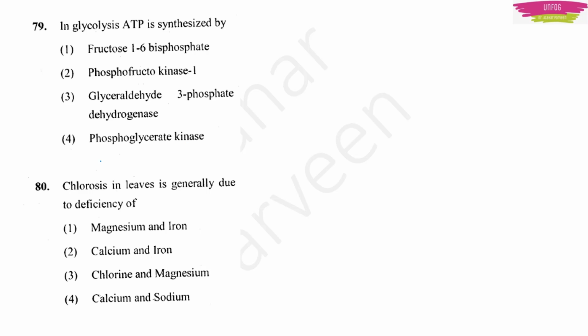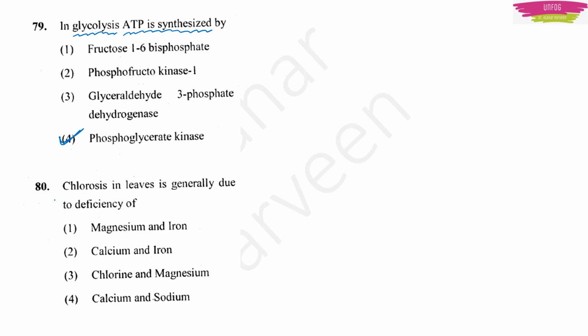Next question. In glycolysis, ATP is synthesized by. So we need to know the glycolysis process. The first option is fructose 1,6 bisphosphate. Option 2, phosphofructokinase 1. Option 3, glyceraldehyde 3-phosphate dehydrogenase. And option 4, phosphoglycerate kinase. So it is actually phosphoglycerate kinase which helps in ATP synthesis in the process of glycolysis.